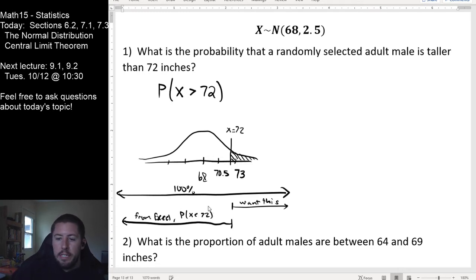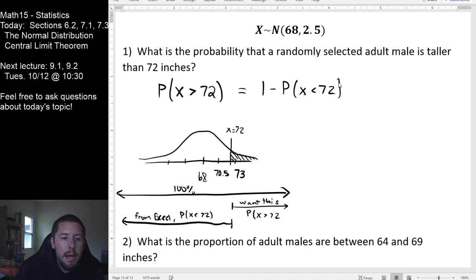Based on the three intervals I've just drawn down here, what we can see is this. If I start with everything, I can chop off the probability that X is less than 72, and what it should leave me with is the probability that X is greater than 72. So I'm going to flip this and say this is 1 minus the probability that X is less than 72, right? I'm flipping that around.